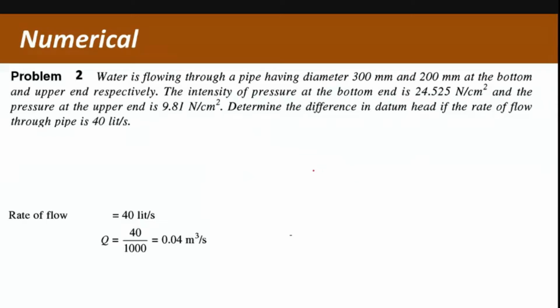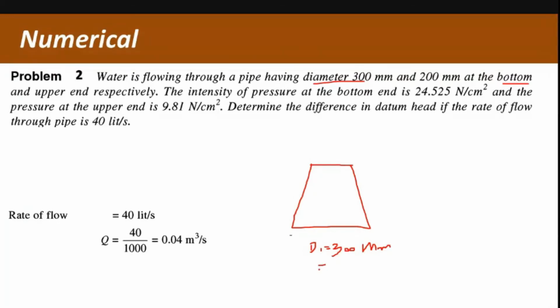Okay, so what is given in this problem? There is a pipe having diameter 300 mm at the bottom. So the pipe will be like this, with the large diameter at the bottom. Here d1 is 300 mm, so 300 divided by 1000, which is 0.3 meter.